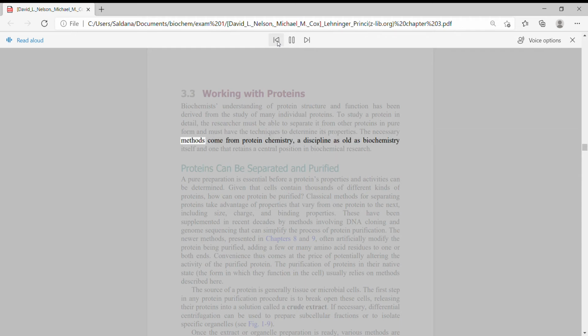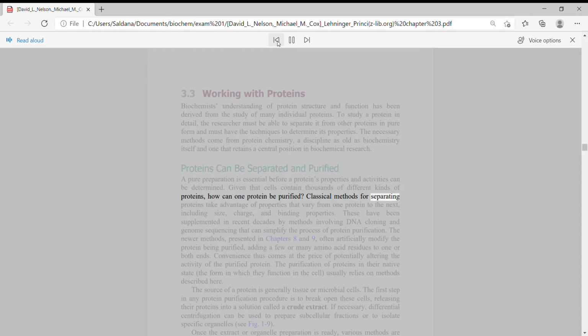The necessary methods come from protein chemistry, a discipline as old as biochemistry itself and one that retains a central position in biochemical research. Proteins can be separated and purified. A pure preparation is essential before a protein's properties and activities can be determined. Given that cells contain thousands of different kinds of proteins, how can one protein be purified?